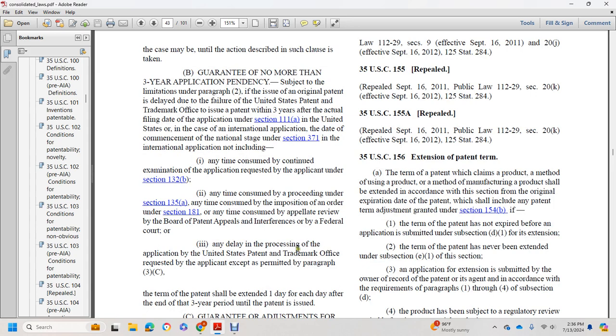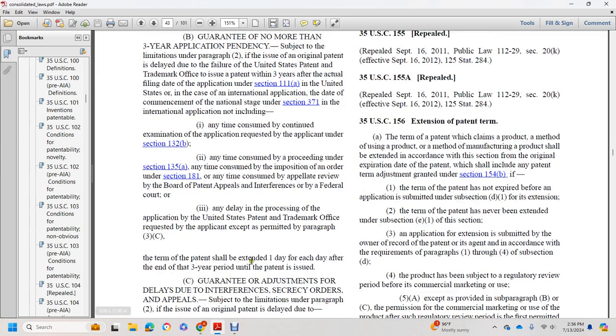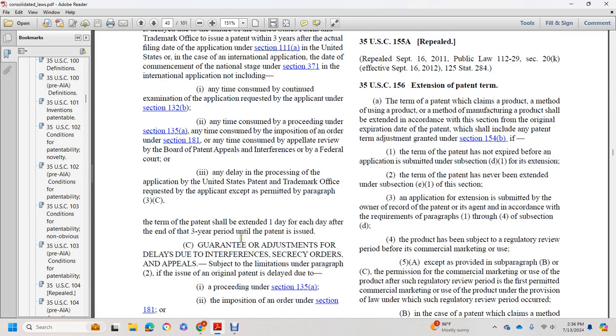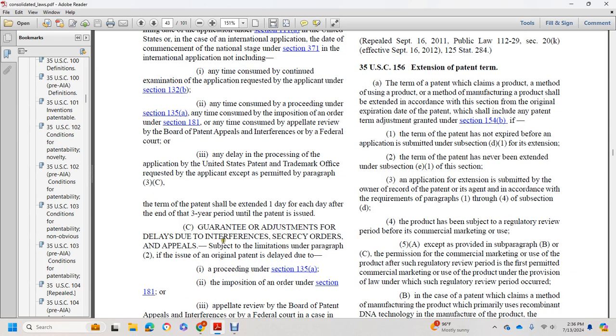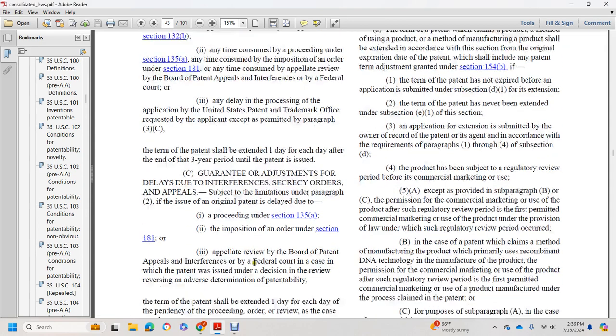3. Any delay in the processing of the application by the United States Patent and Trademark Office, on request of the applicant except as permitted in paragraph 3C, the term of the patent shall be extended 1 day after the end of the 3-year period from the date issued, guaranteeing adjustment of the delay due to interference, secrecy, or appeal, subject to the limitation in paragraph 2, with the issue of the original patent delayed due to proceedings under Section 135A, imposition under Section 181.